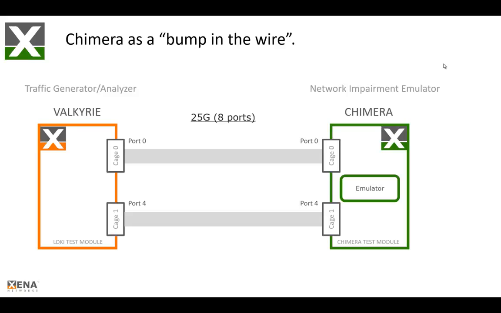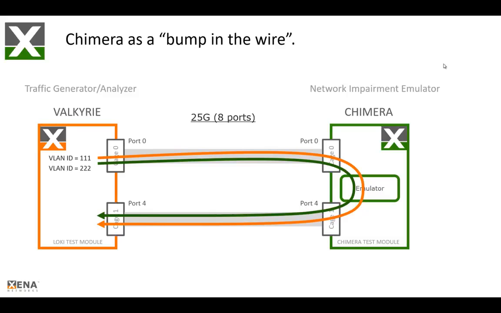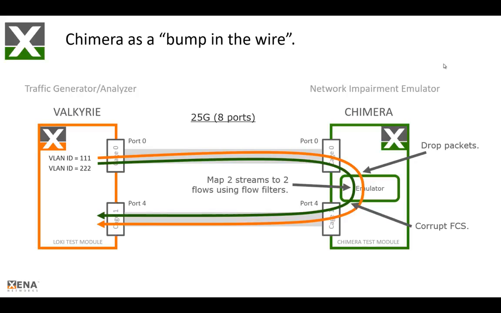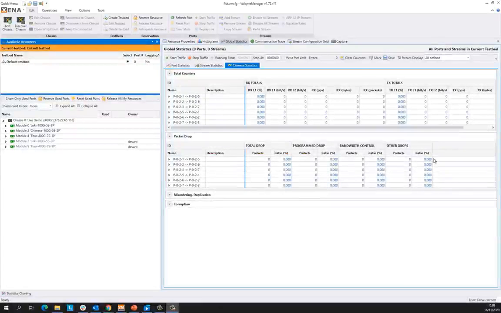To demonstrate the filtering and impairment capabilities of Chimera, I will configure 2 streams on Loki, one with a VLAN ID of 111 and another with a VLAN ID of 222. The 2 streams will be separated inside Chimera by mapping each stream to separate flows. We'll show how to drop packets on the first flow and subsequently how to corrupt the FCS of packets on the second flow. So now, back to our live demo system.